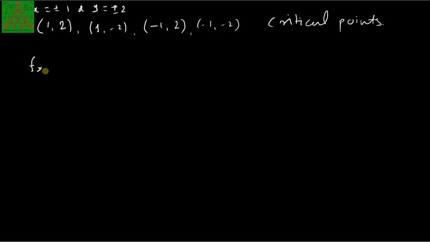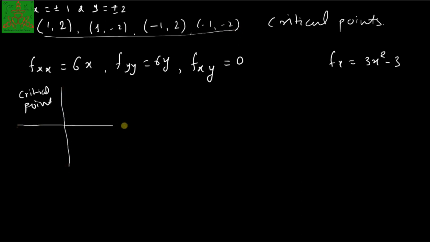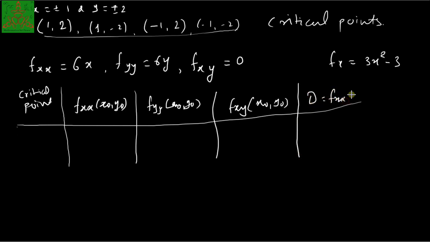Now the next step is to calculate fxx. We know that fx is 3x squared minus 3, so fxx will be 6x, fyy will be 6y, and fxy will be 0. Now let us create a table to calculate the value of d at all these critical points, where d is fxx into fyy minus fxy squared. So first we need fxx at the critical points, fyy at the critical points, fxy at the critical points, and the last one is d, which is fxx into fyy minus fxy squared at those critical points.